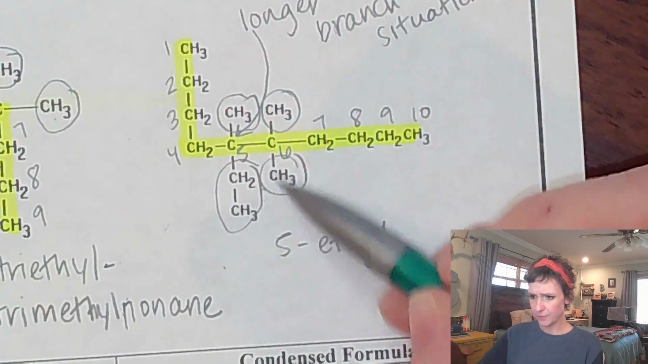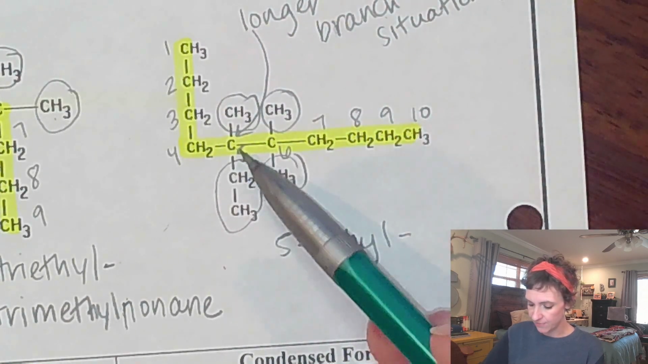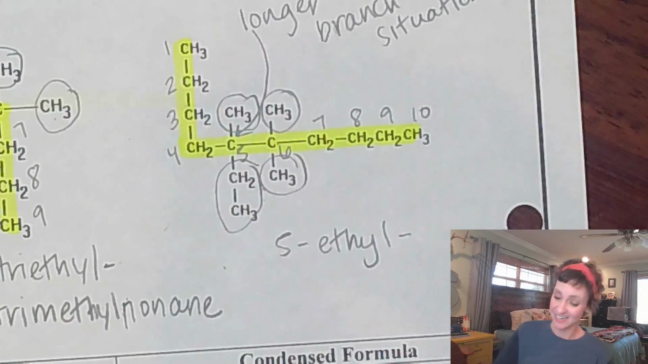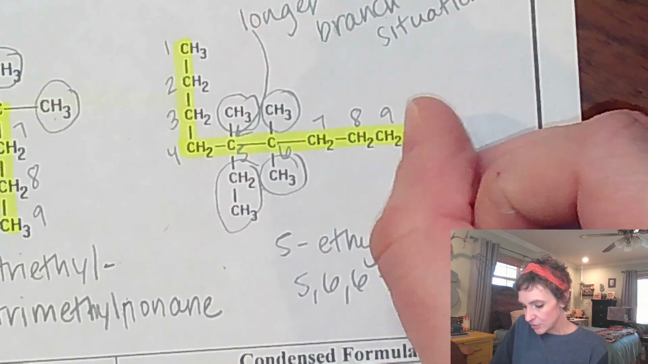Now I'm ready for my methyl groups. There are 3, so trimethyl, and where are they? They are on the 5th and 2 of them on the 6th carbon. So I'm going to go 5, 6, 6-trimethyl.